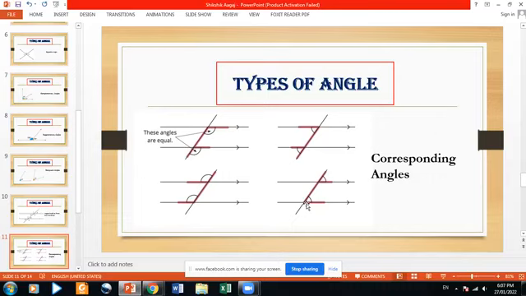So when there are two parallel lines and one transversal, we are getting pairs of corresponding angles. The rule is that corresponding angles are always congruent when the lines are parallel. Where are such types of angles? Are they congruent or not congruent?